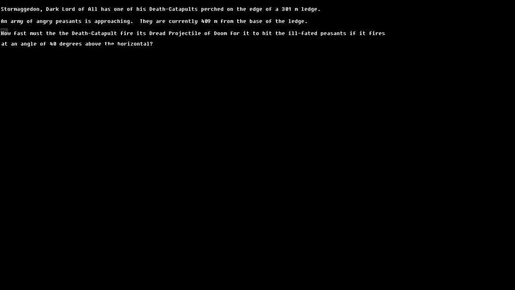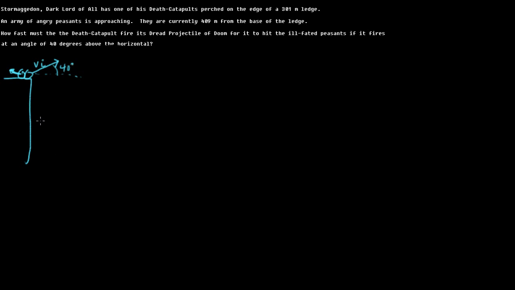Best thing to do here is first draw a picture. So here's our ledge. Here's our catapult. The catapult is going to fire at some unknown velocity at 40 degrees above the horizontal.